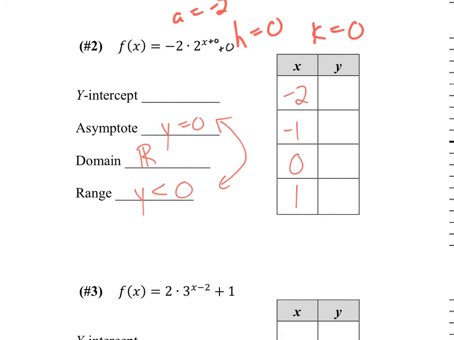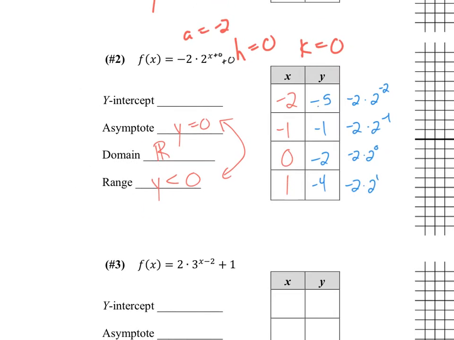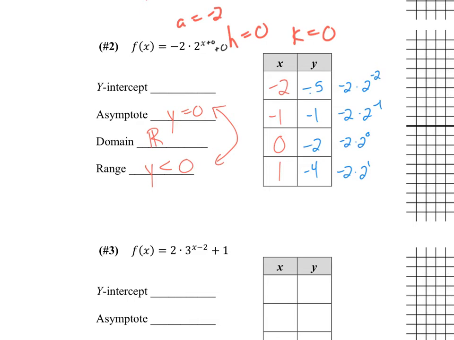If we find the y values, we would do -2 times 2 to the negative second power. We get -0.5. Then we do -2 times 2 to the negative first power. You get -1. -2 times 2 to the 0 power is -2. And then -2 times 2 to the first power, which would be -4. So that should be enough to put our graph on here. The y-intercept is 0, -2. That is always when x equals 0, that's going to give you your y-intercept.